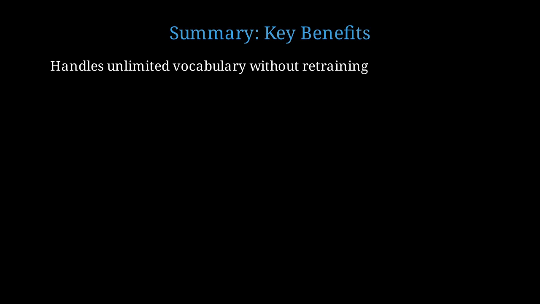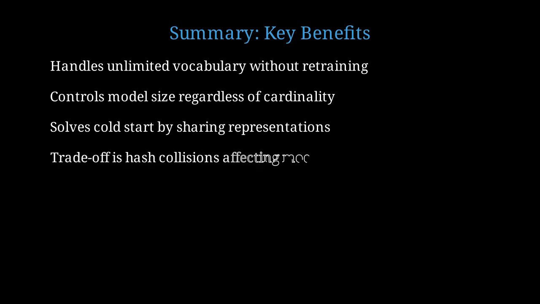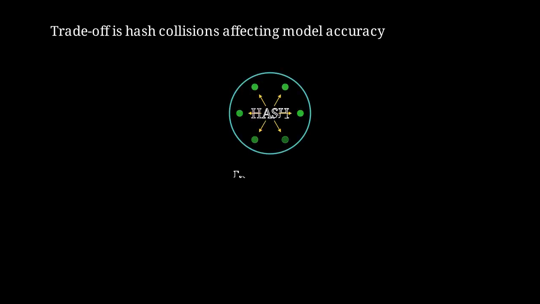Let's summarize the key benefits of the hashed feature pattern. First, it handles unlimited vocabulary growth without requiring model retraining when new values appear. Second, it keeps model size constant and manageable, regardless of how many categorical values exist. Third, it solves cold start problems by allowing new values to immediately share learned representations. The trade-off is hash collisions, which can reduce model accuracy, but this is tunable by adjusting bucket count. The hashed feature pattern is an essential design pattern for handling categorical features at scale in modern machine learning systems.